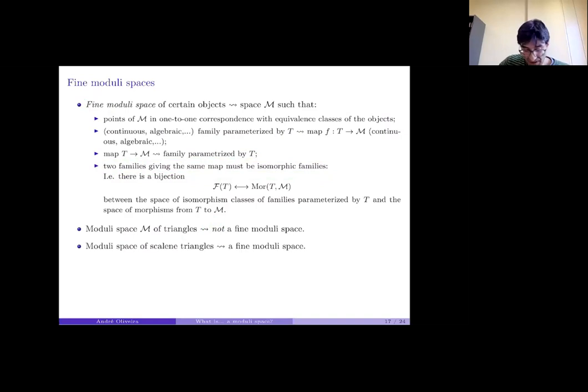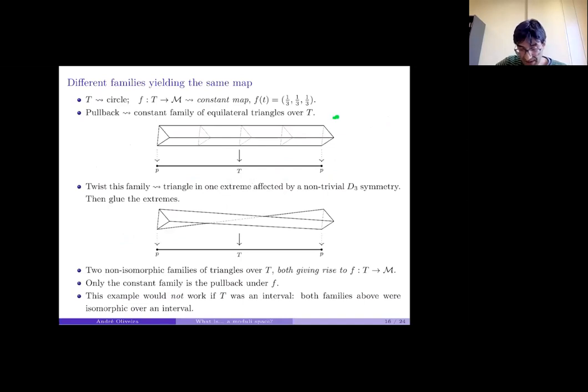But if we consider, let me just go back a little bit, I'm sorry. So this example here would not work if we consider a scalene triangle, because then we wouldn't have a symmetry to play this game, right? Scalene triangles do not have symmetries.